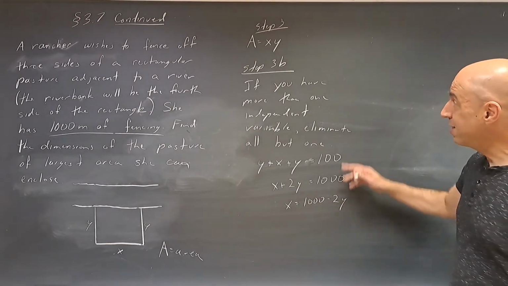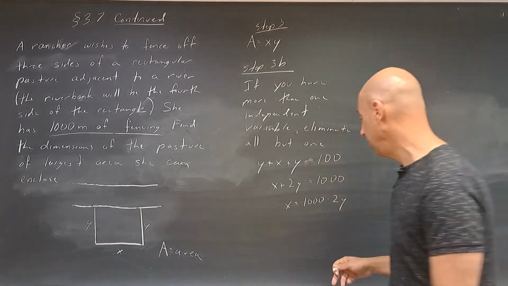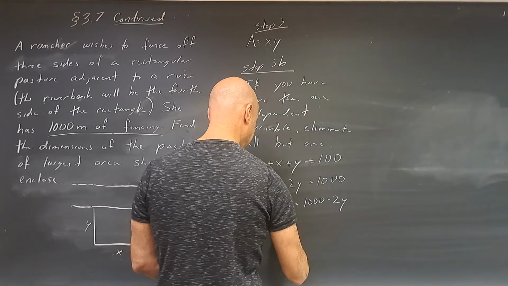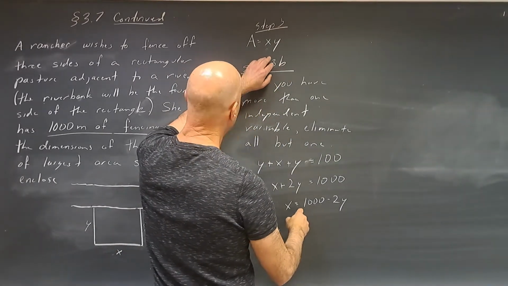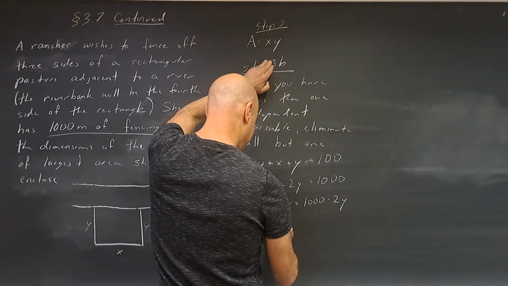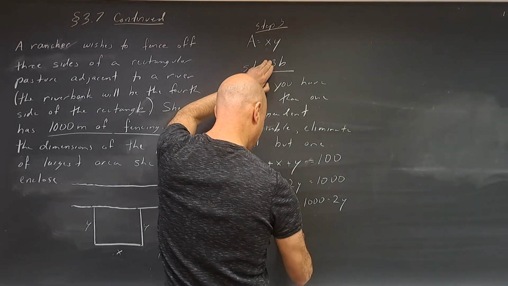So x equals 1,000 minus 2y. Let's go ahead and plug this back in where we see an x up here. So A equals x times, and we're going to replace the x with this. So x is 1,000 minus 2y.